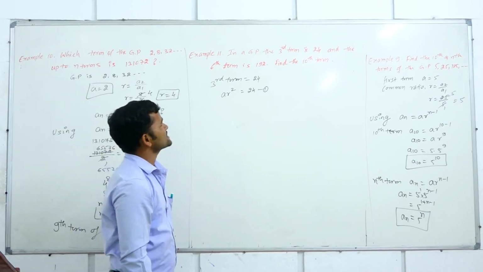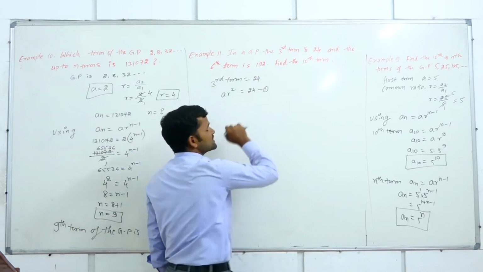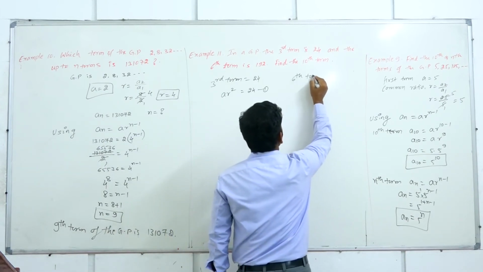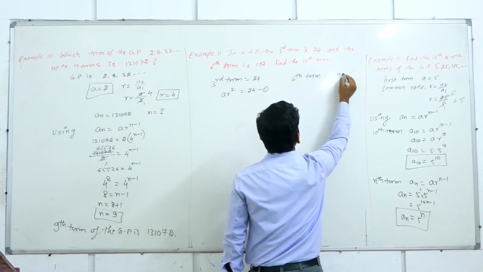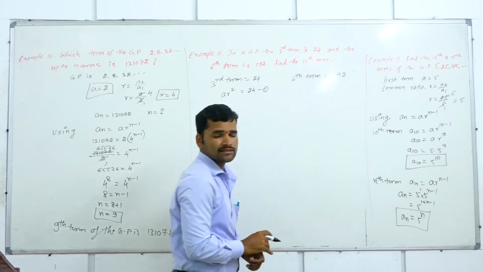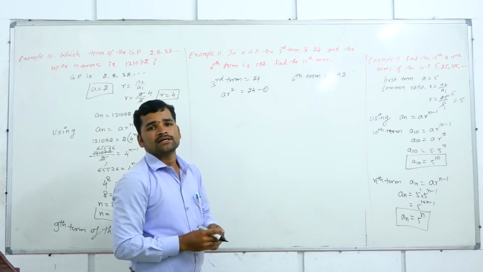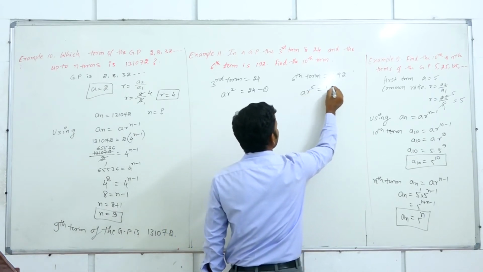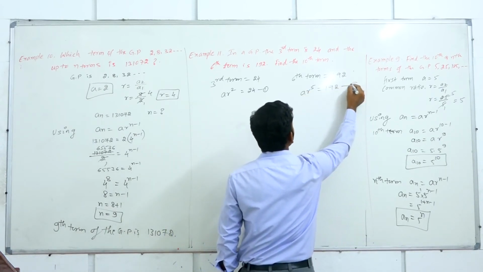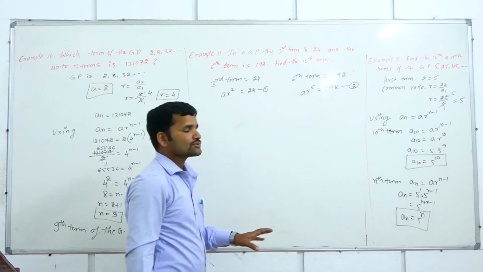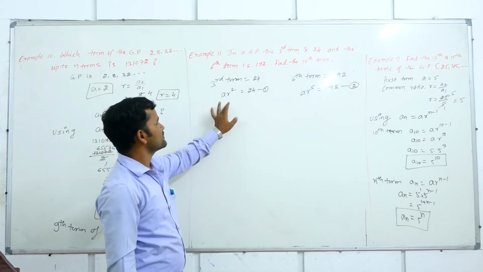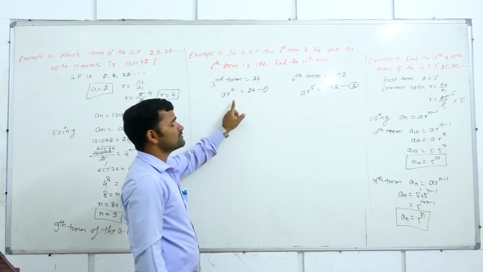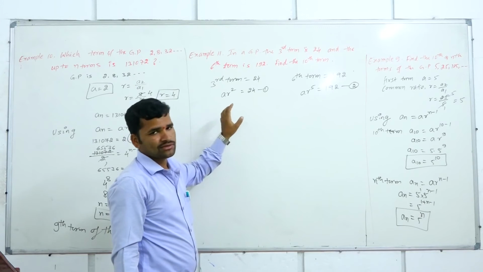And next they are saying that the sixth term is 192. What is the sixth term in our GP? Sixth term is A into R to the power of 5, which is equal to 192. Take this as equation 2. Two equations are there and two unknowns, A and R. We will solve those two.